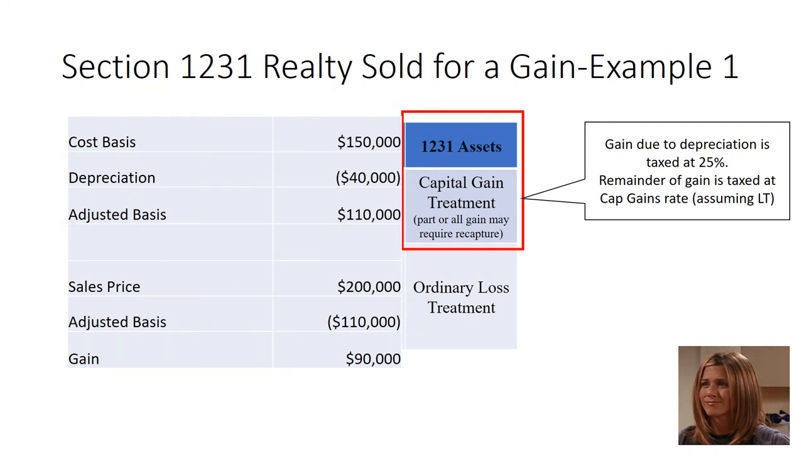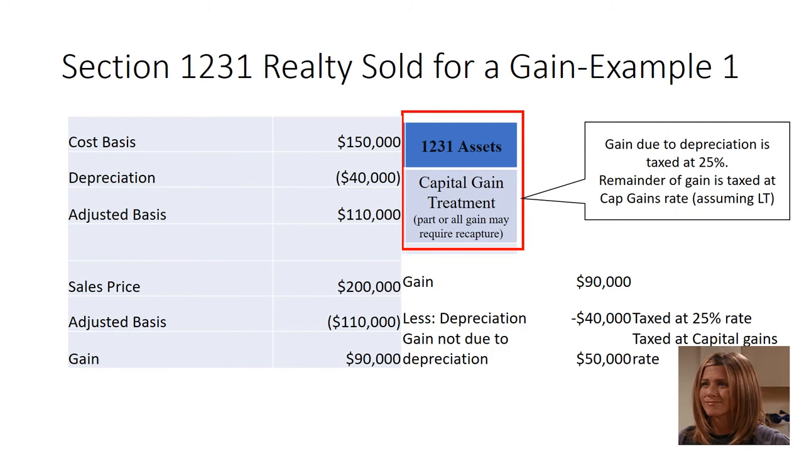Here is the little calculation that you're going to do. You're going to take the total gain of $90,000 and you're going to subtract the depreciation. Now, that $40,000 is an amount that will be taxed at a 25% rate, not at the capital gains rate. The remainder of the gain, the $50,000, will be taxed at the capital gains rate.